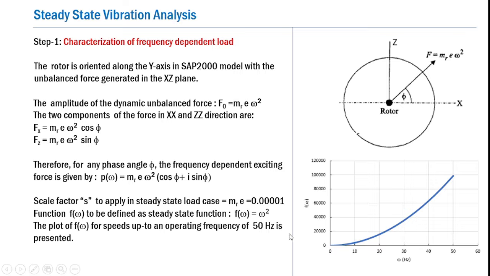And here is presented a plot of f omega, and this plot is made up to a frequency of 50 Hz, which is nothing but the operating frequency of the machine. And as expected, obviously the variation is parabolic, and we find that along the x-axis we have got the omega, that is in Hertz, and along the y-axis is the f omega defined as omega square. So that is all about the complete definition of the frequency dependent load.